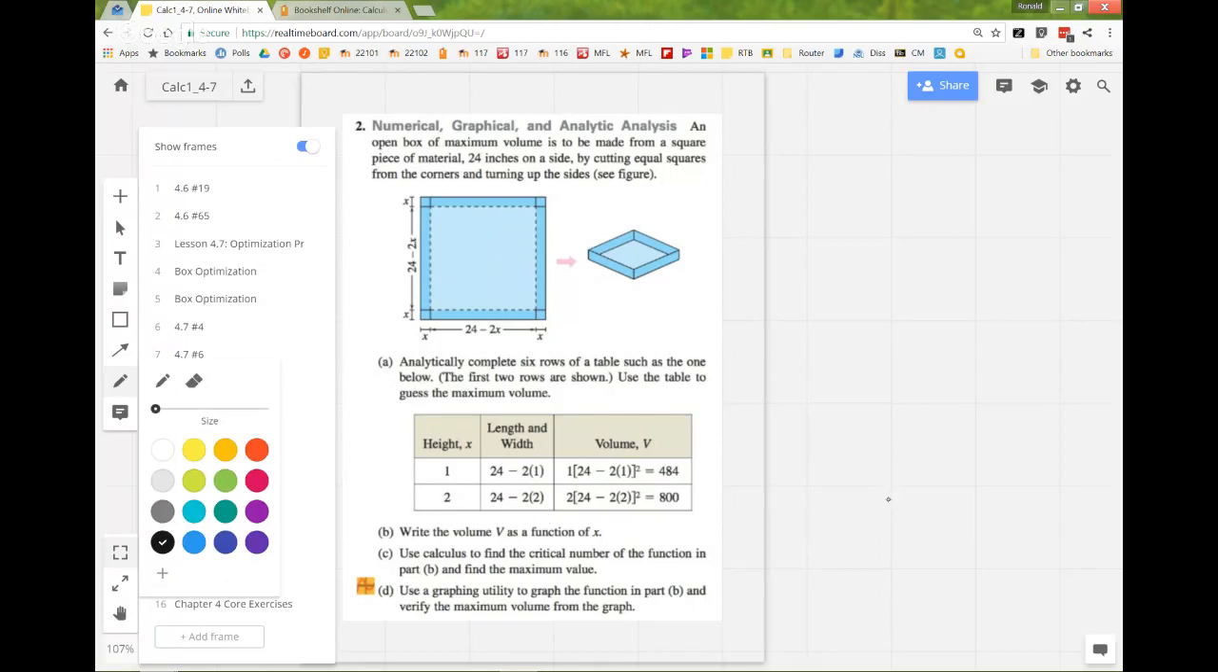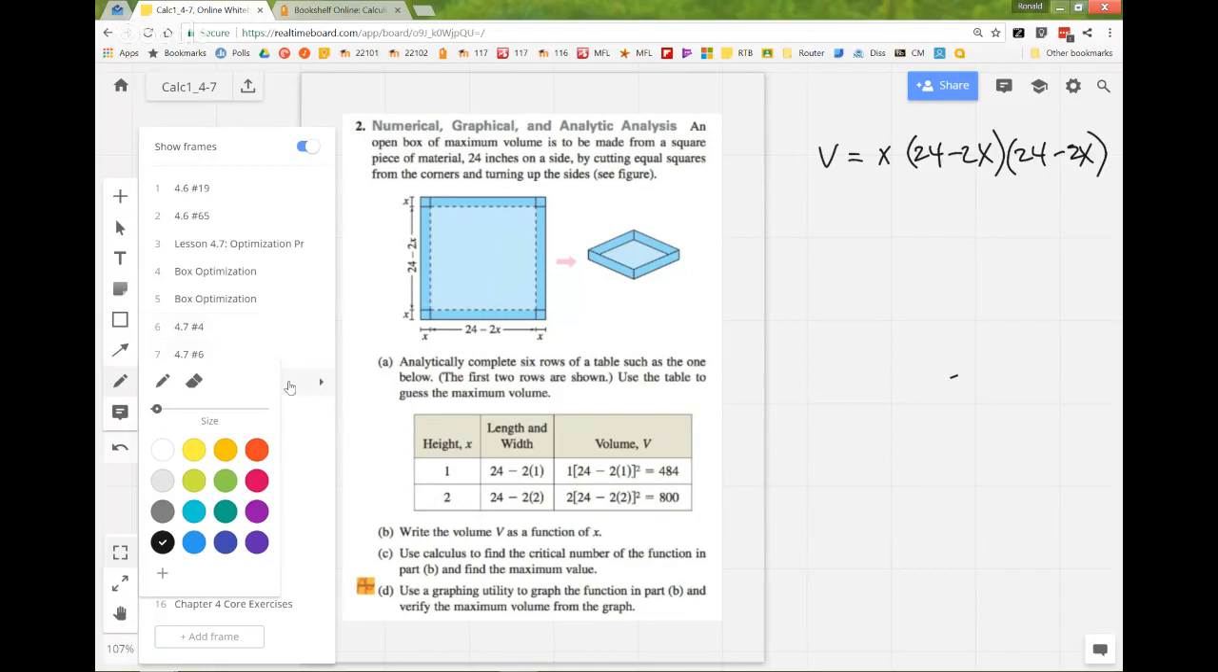Let's get this thing going here. So volume is equal to the height of the box, X, times the length, times the width. Okay, so that's the volume. All right.